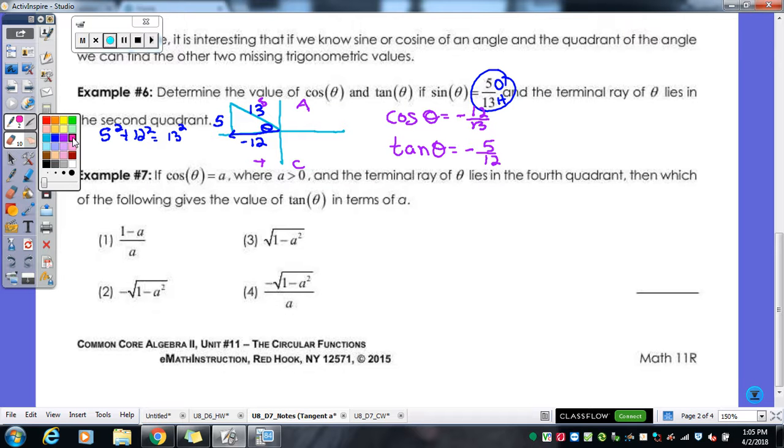All right. Last one on this page. If cosine theta equals A, where A is greater than 0, and the terminal ray lies in the fourth quadrant, then which of the following gives the value of tangent theta in terms of A?